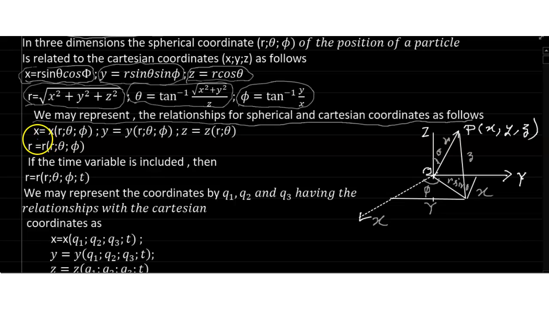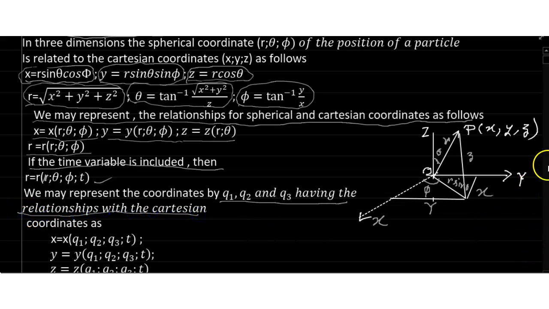x is equal to x of r, theta, phi, and y is equal to y of r, theta, phi, and z is equal to z of r, theta, and r is equal to r of r, theta, phi. If the time variable is included, then r is equal to r of r, theta, phi, comma t. This is the variable. We may represent the coordinates by q1, q2, q3 having the relationships with the Cartesian.